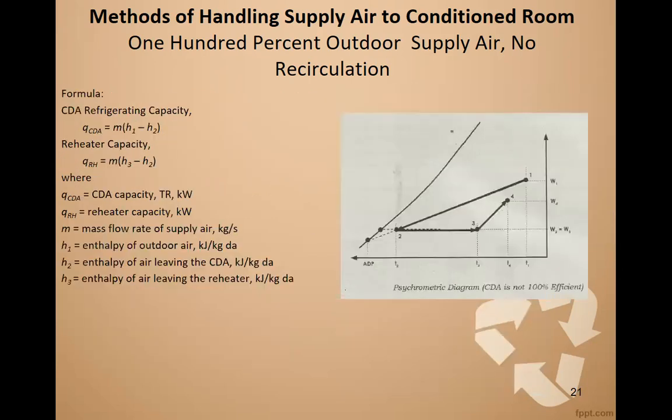So, the formula, CDA refrigeration capacity QCDA is equal to m times h1 minus h2. Reheater capacity QRH is equal to m times h3 minus h2. Where QCDA is the CDA capacity in either tons or kilowatt, so convert mo na lang. Reheater capacity is in kilowatt. m is the mass flow rate of supply air, kilogram per second. h1 is enthalpy of outdoor air. h2 is enthalpy of air leaving the CDA. h3 is enthalpy of air leaving the reheater.